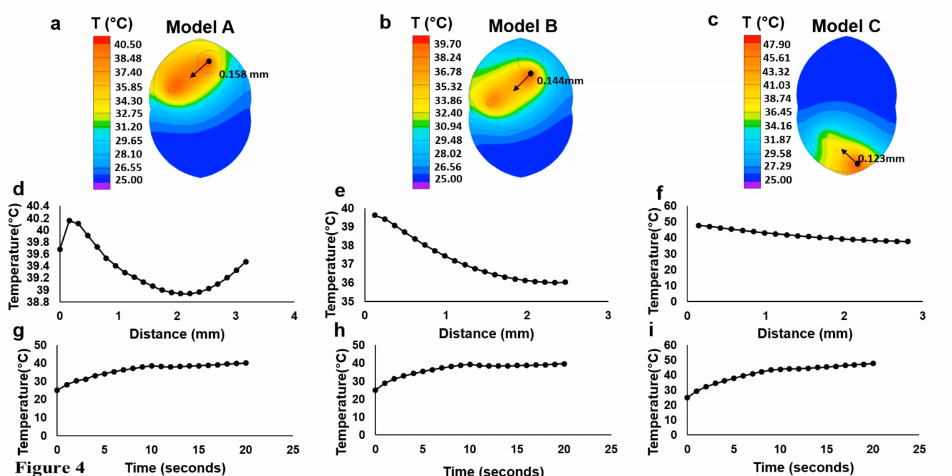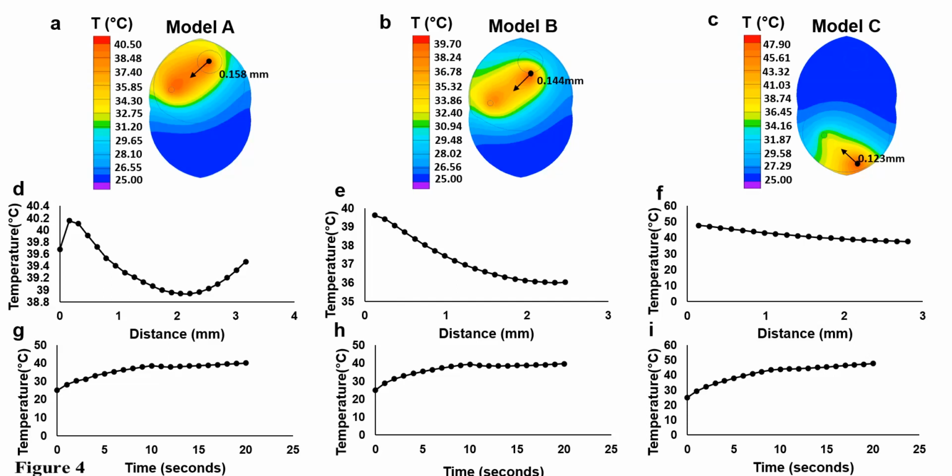Simulation results for this protocol are presented in panels A to C. Panels D to F show the temperature change as a function of distance from the electrode over the contour. This is the contour. Panels G to I show the temperature changes as a function of time at the highest temperature points over the contours, located 0.158 millimeters in model A, 0.144 millimeters in B, and 0.123 millimeters in model C.